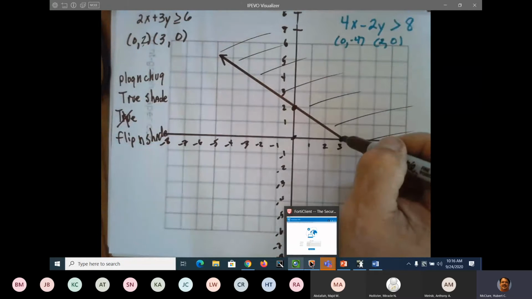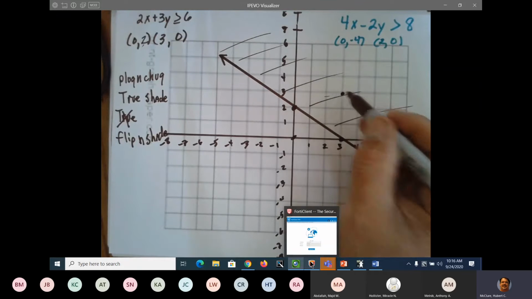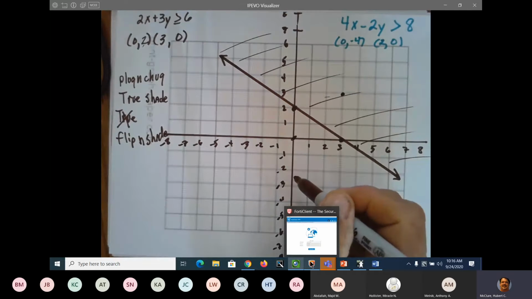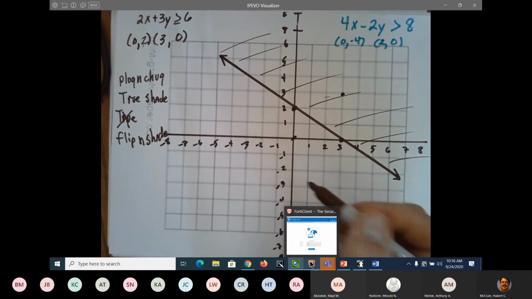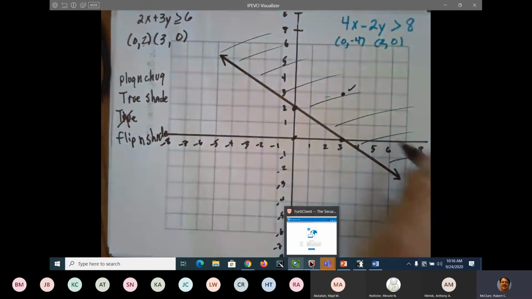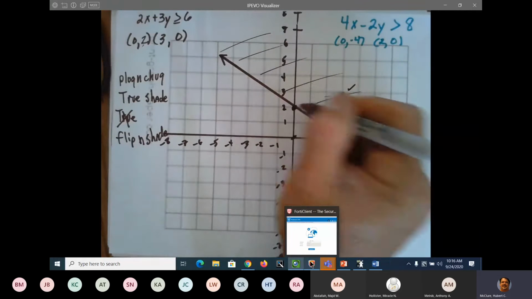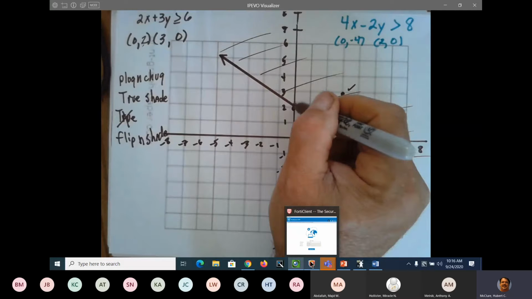So let's pick 3 and 3. Let's pick this point. 2 times 3 is what? 6. 3 times 3 is 9. So that's 6 plus 9. Is 15 greater than or equal to 6? Yes. So that one works. All these points will work, including this point right here at 0, 2. That will work because it's equal to.